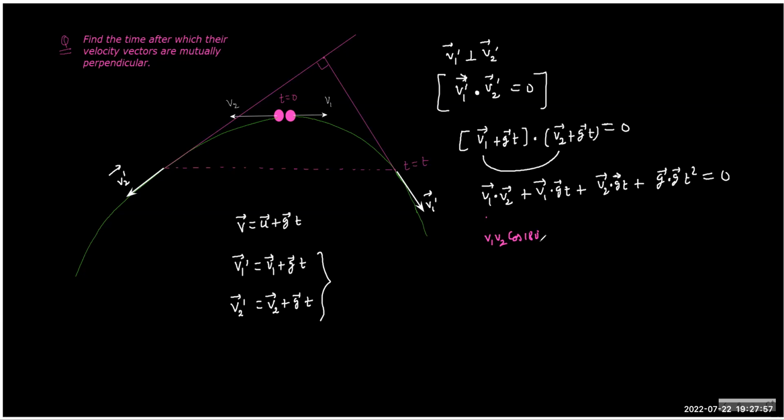So the V1 dash is different. That's so we have converted into formula. And V1 and G are mutually perpendicular. You see, V1 is the initial value and G is like this. The angle is 90. So this is 0.